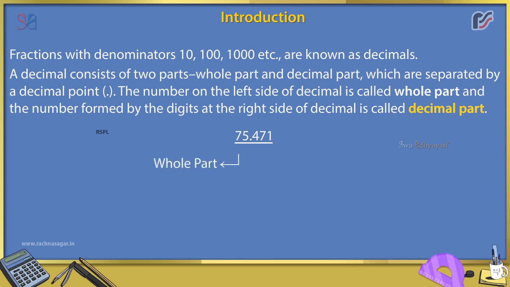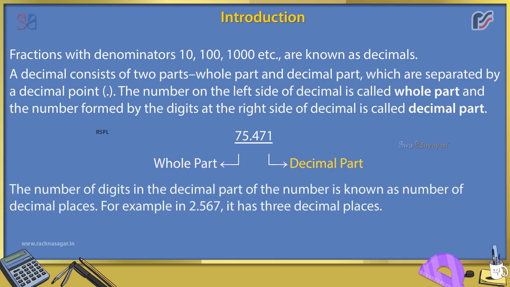75.471. 75 is the whole part, 0.471 is the decimal part. The number of digits in the decimal part of the number is known as the number of decimal places. For example, 2.567 has 3 decimal places.